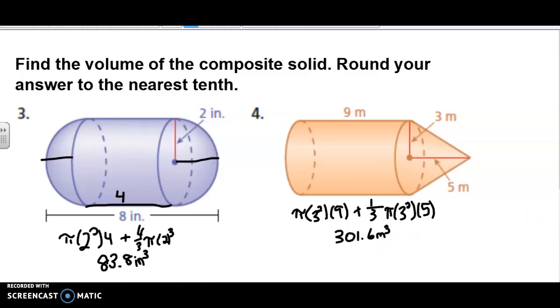Alright, so that's how you find the volume of composite figures. I want you guys to just give these a try. Just look at what the shape is. Is it a cone and a hemisphere, or what is it? And then try to figure them all out.